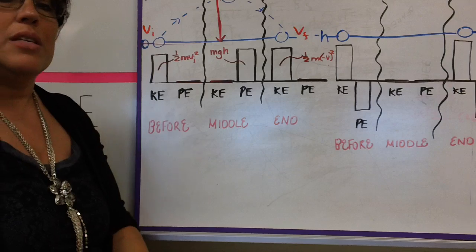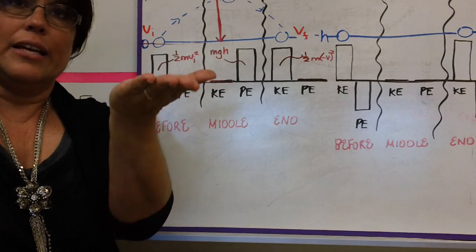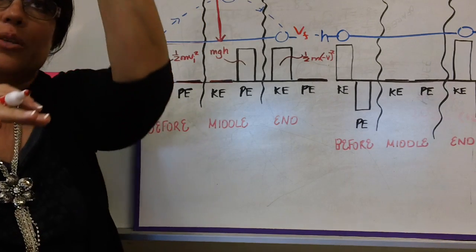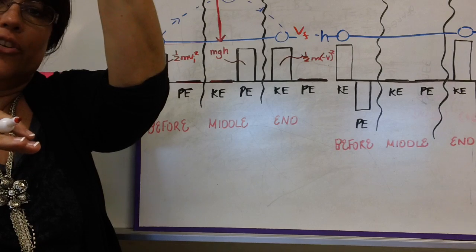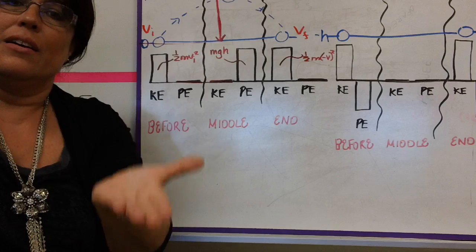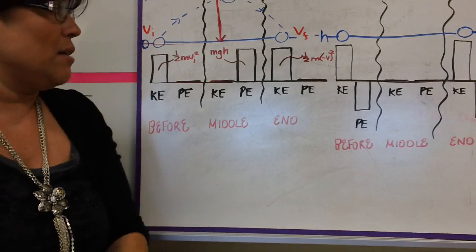So what you're going to be seeing is this relationship: as kinetic energy decreases, potential energy is increasing, and then eventually you're going to have maximum potential energy and minimal kinetic energy, and then it's going to go back down again. So there's this equal relationship here. As one goes up, the other goes down.